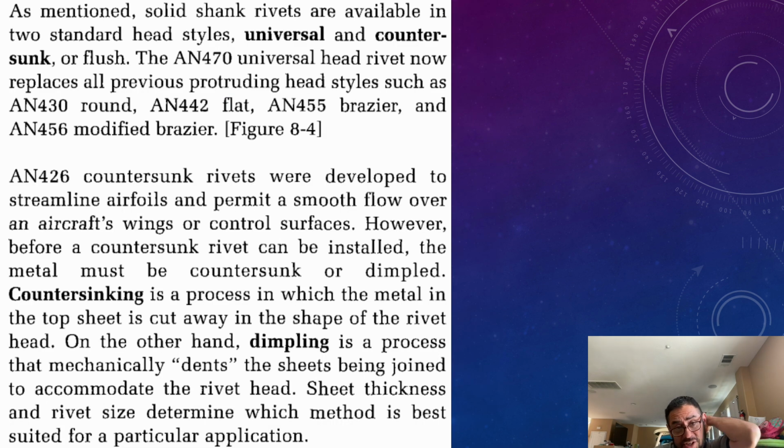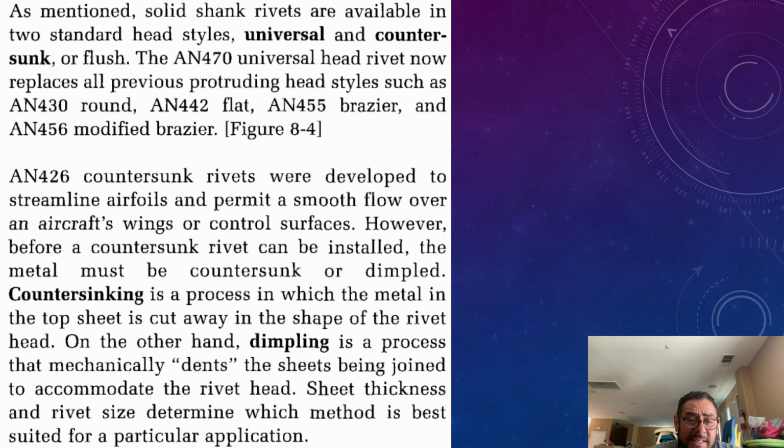As mentioned, solid shank rivets are available in 2 standard head styles, universal and countersunk or flush. The AN 470 universal head rivet now replaces all previous protruding head styles such as the AN 430 round, AN 442 flat, AN 455 brazier, and AN 456 modified brazier.